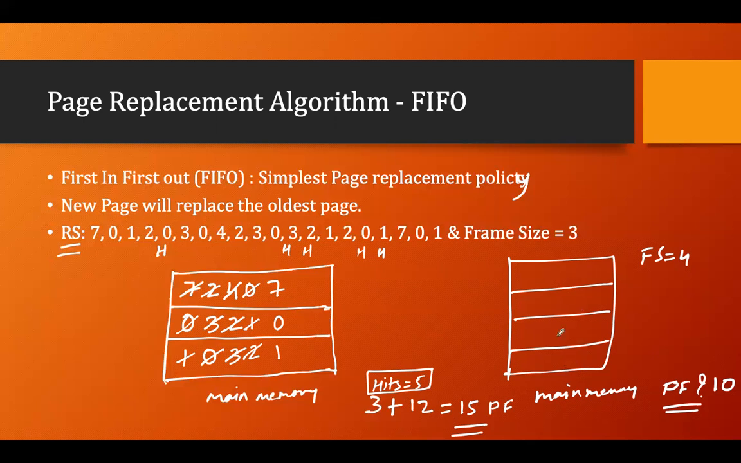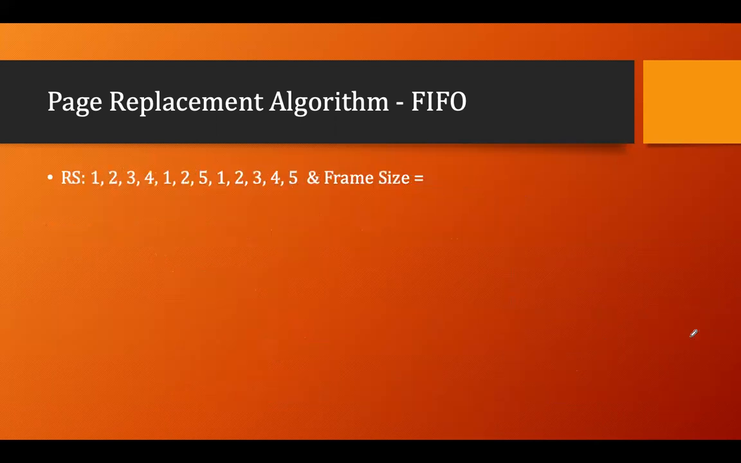The frame size is inversely proportional to what? Page fault, right? So when we decrease it, page fault will increase. When we increase it, page fault will decrease. It generally happens. Now there is one problem in first in first out. Let's see what the problem is.